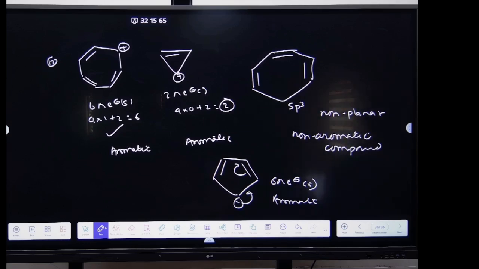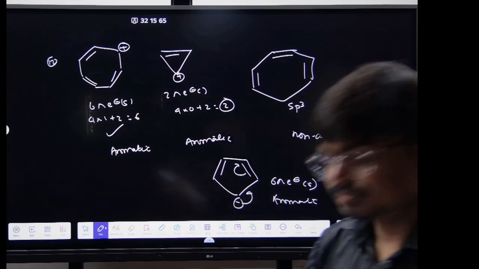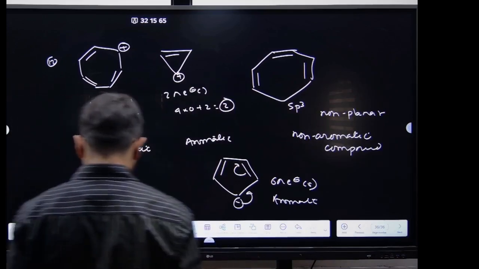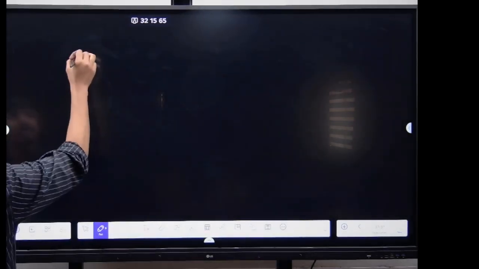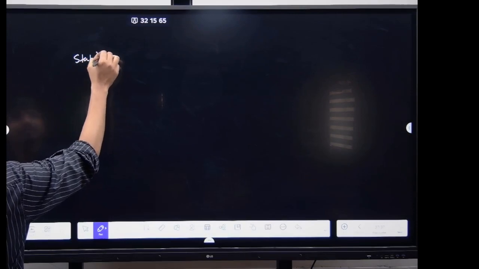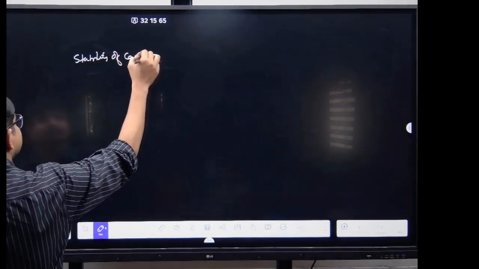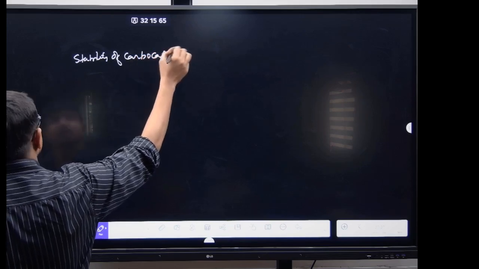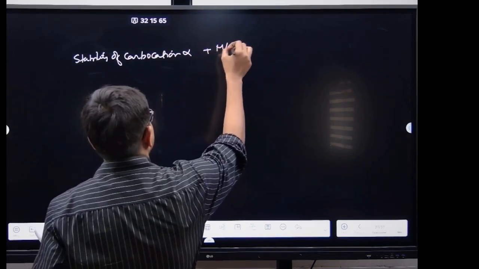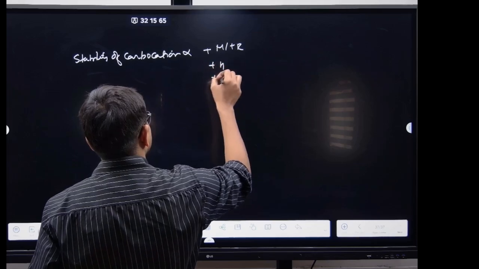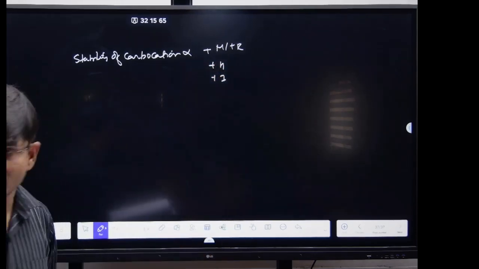Now question number 17 you see, right? Question number 17 की बात करते हैं. Clear है? Which of the following is the most stable carbocation? How to check for the stability of the carbocation? क्या क्या देखना पड़ता है देखो. In order to check for the stability of the carbocation, first you have to look for plus M, plus R, plus H, and then the last one is your plus I effect. Got it?